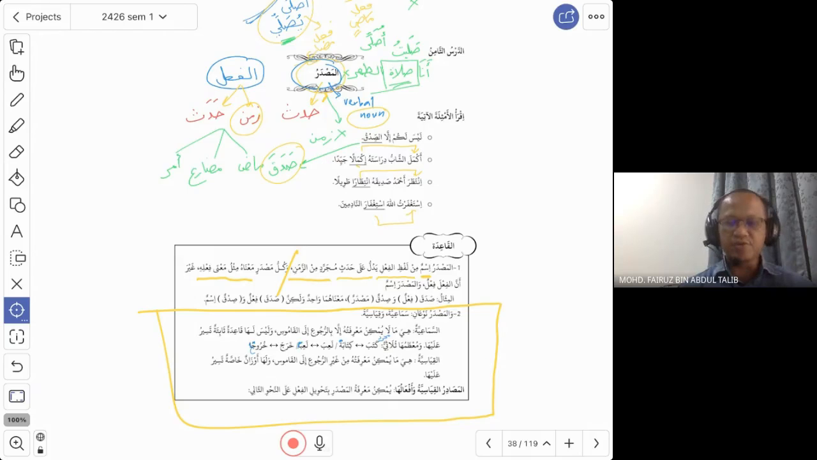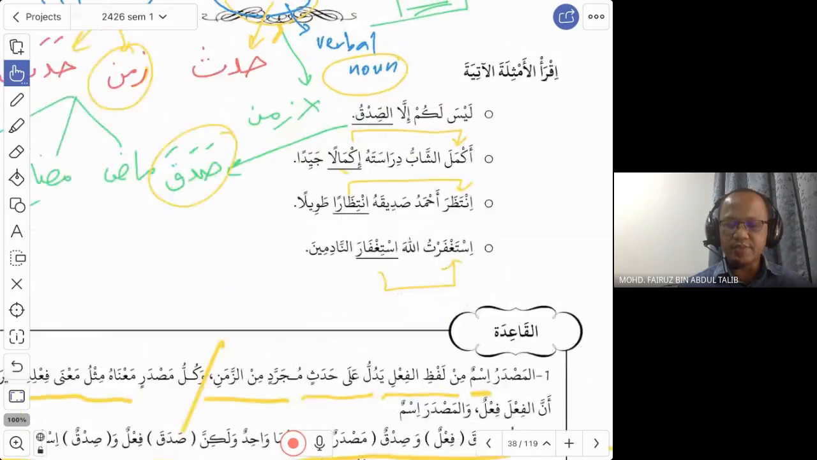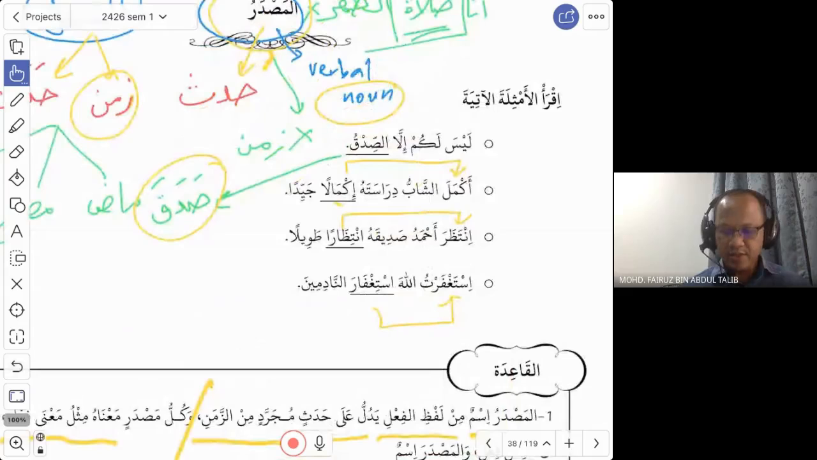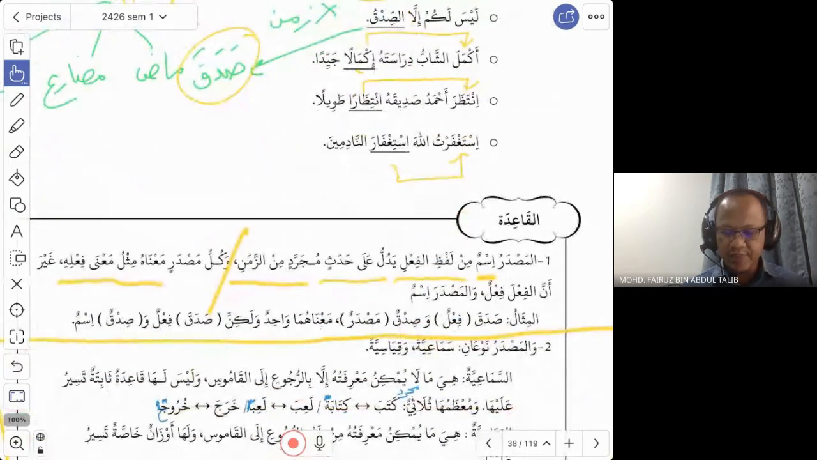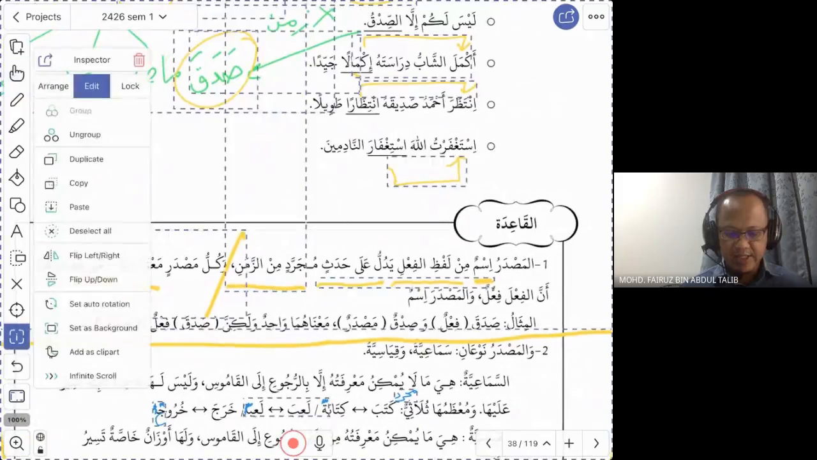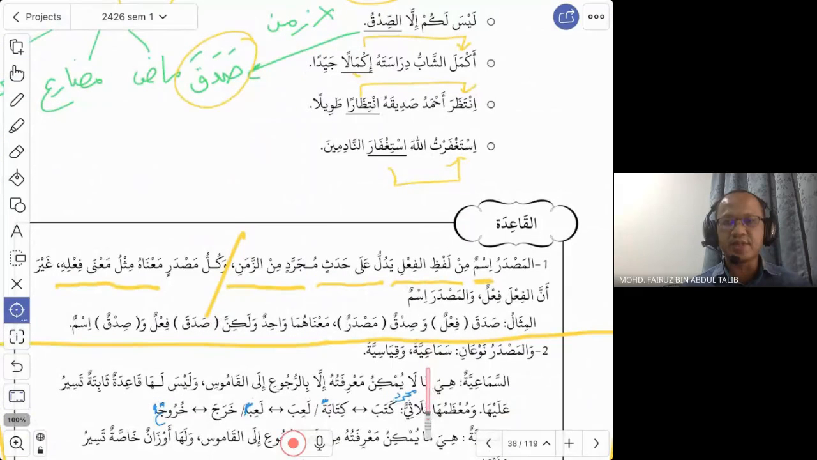We also mentioned in the last class that there are two types of masdar. Two types here means how you form the masdar. There will be two broad types. The first one is called the masdar sama'i. Sama'i refers to what we heard from the Arabs themselves, or it can also be translated as what we found in the dictionary. That is what we call sama'i.